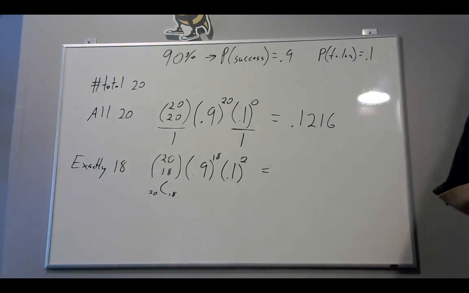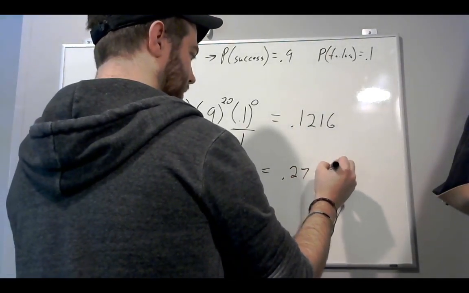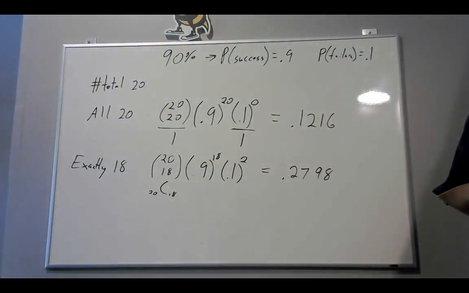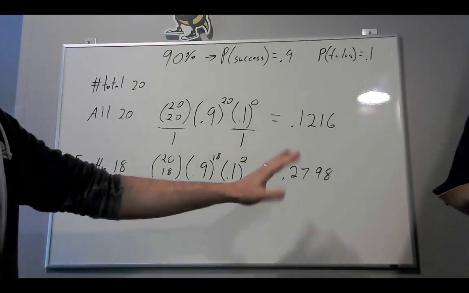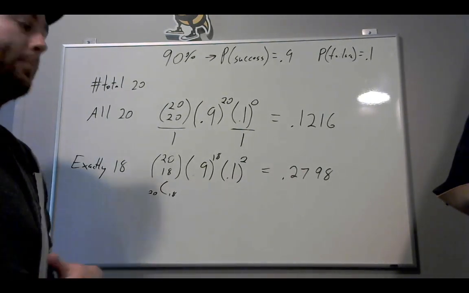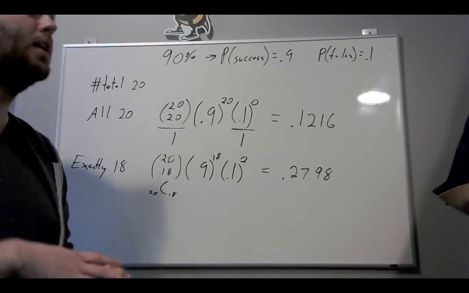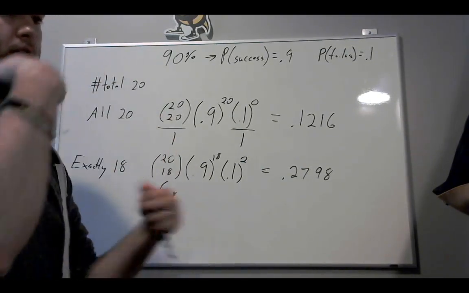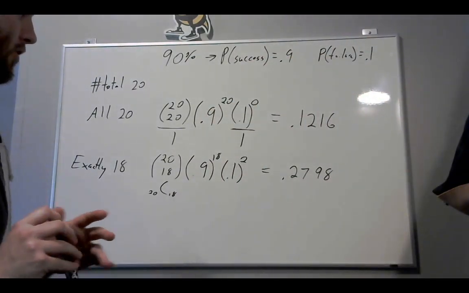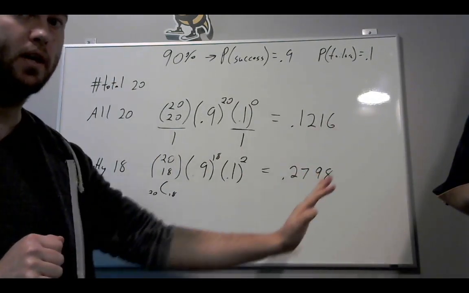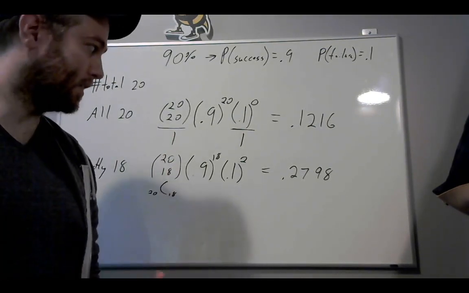And we get 0.2798. So roughly 30% of the time he will miss exactly 2 of them, or make exactly 18. It doesn't matter which ones. He could have missed the first one and the last one. He could have missed the last 2. He could have missed 2 in the middle. He could have missed number 5 and number 12, and so forth. We've looked at every single one of these different combinations to make exactly 18. So that means he made 18 and failed twice.